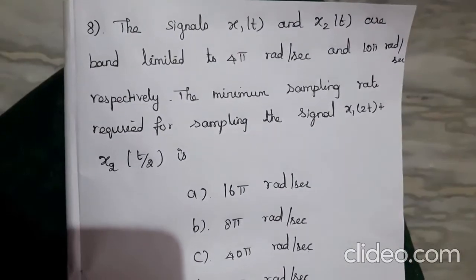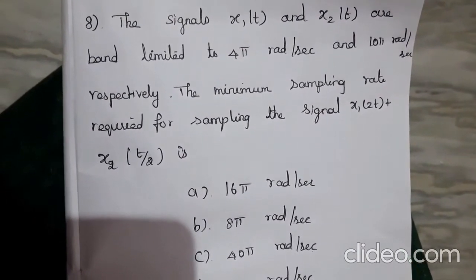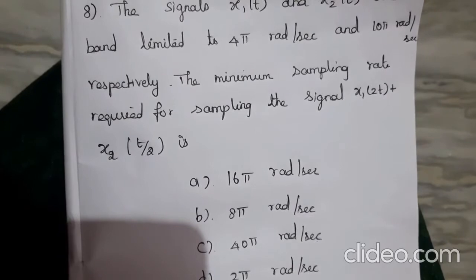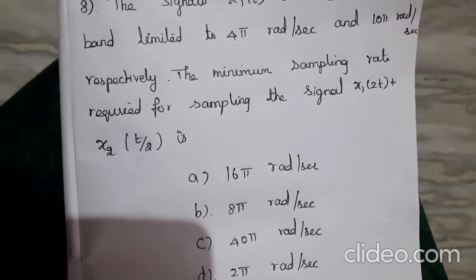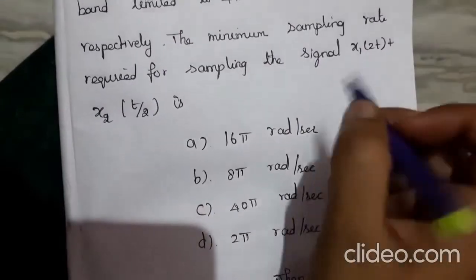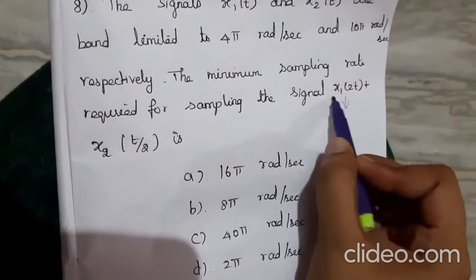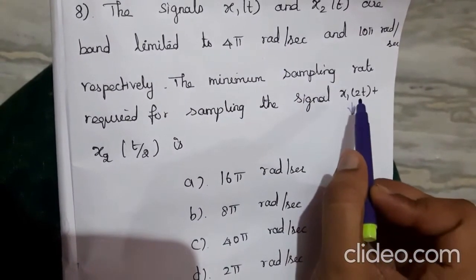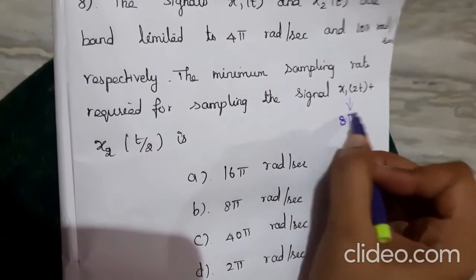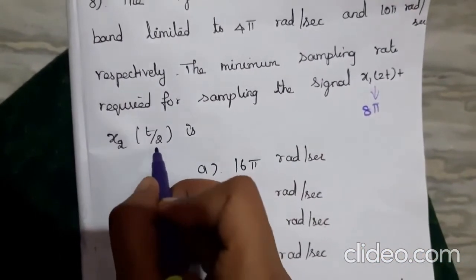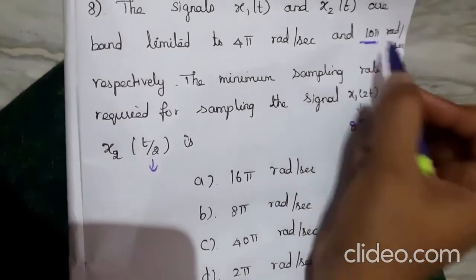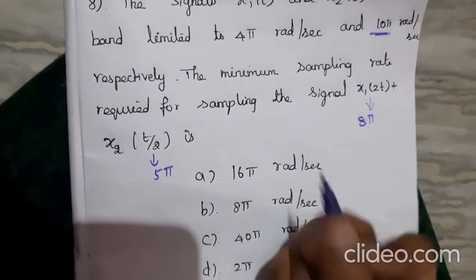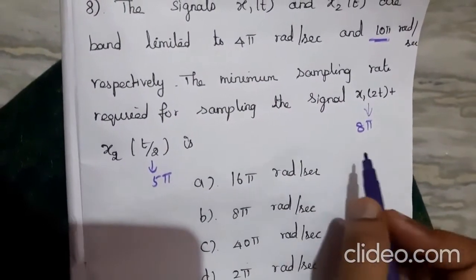Eighth question, the signals x1 of t and x2 of t are band limited to 4 pi radian per second and 10 pi radian per second respectively. The minimum sampling rate required for sampling the signal x1 of 2t plus x2 of t by 2 is. And here the signal is x1 of 2t. So here x1 of t is 4 pi, so x1 of 2t becomes 8 pi. Similarly, x2 of t is 10 pi, so t by 2 becomes 5 pi. So this is an added signal, we have to pick the maximum value.